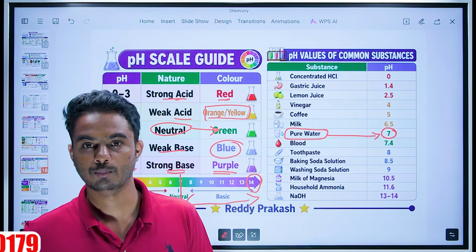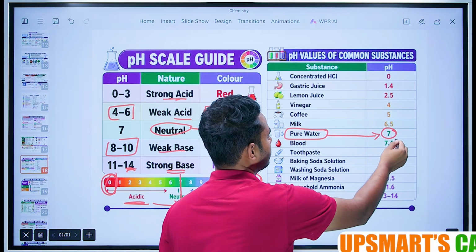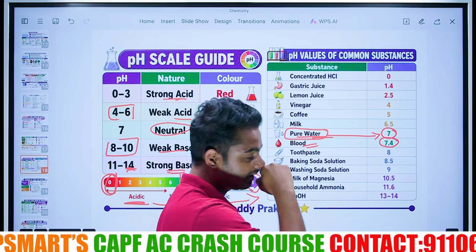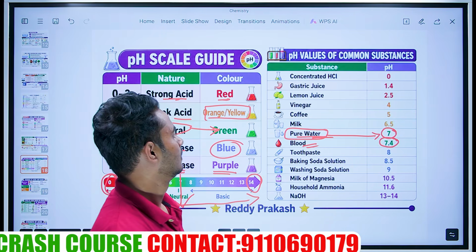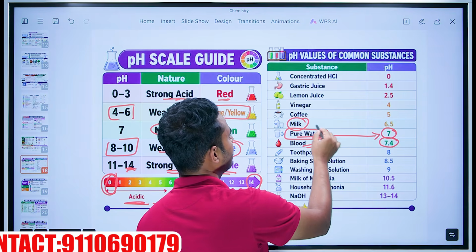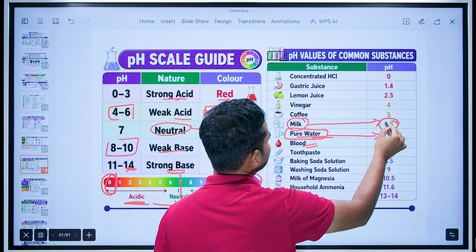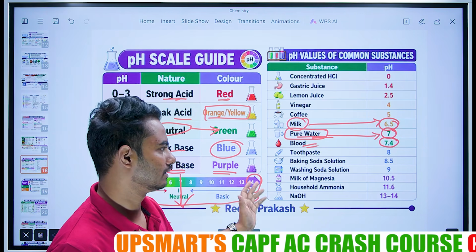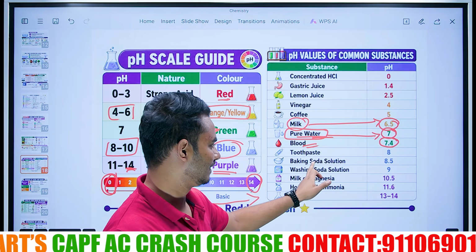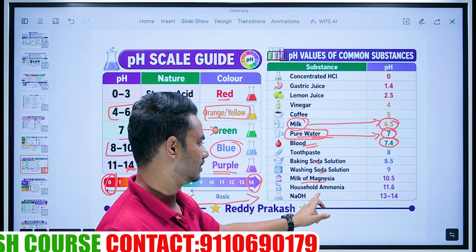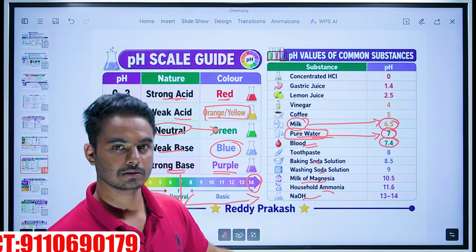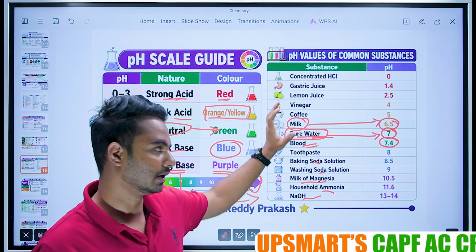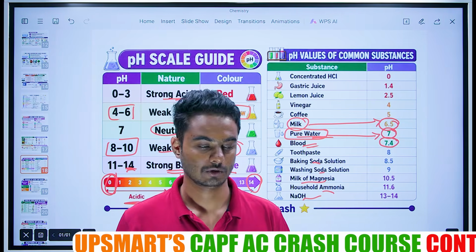The blood in our body is basic, 7.4. 7 is pure water, 7.4 is blood, that is a little basic in nature. And milk, what we drink, is 6.5, a little acidic in nature. These are most important. The other things you can answer, I think. Toothpaste, baking soda, milk of magnesia, ammonia, NaOH, all these are basic. Just remember the names. Remember which are basic, which are acidic. You can remember the sequence as well.